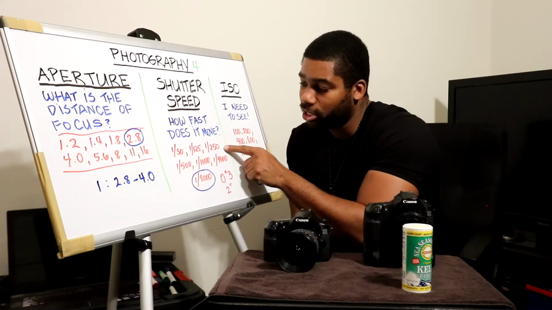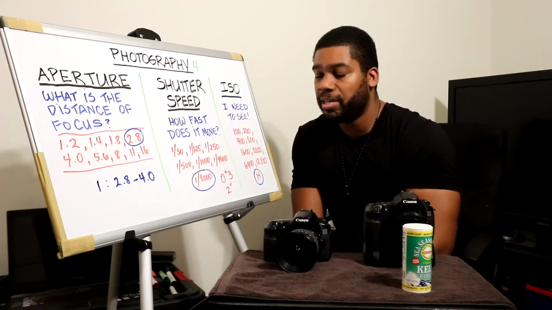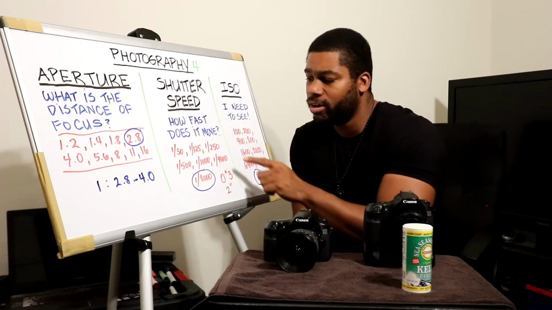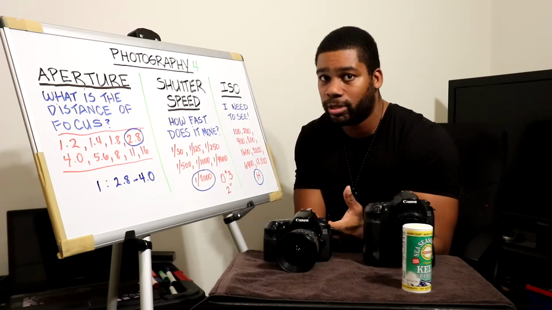And I have to set the shutter speed to make the action freeze. So I'm going to set the shutter speed to make the action freeze. Okay, what if I got the shutter speed I think I need, but it's too dark, I can't see what I took a picture of?